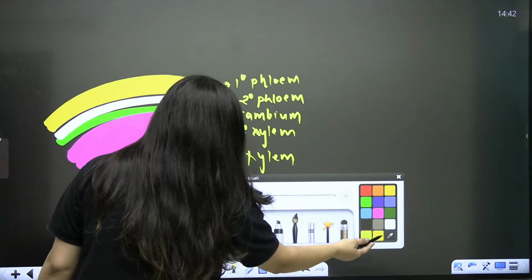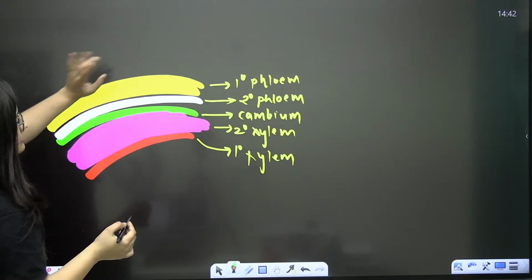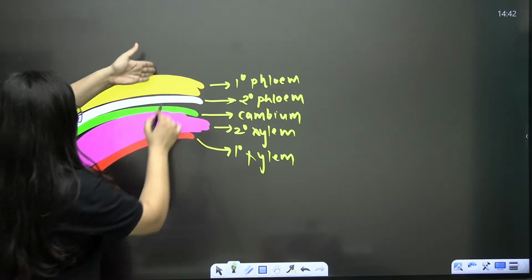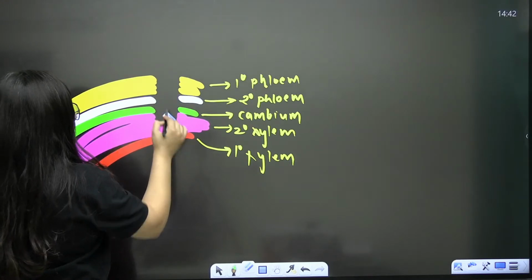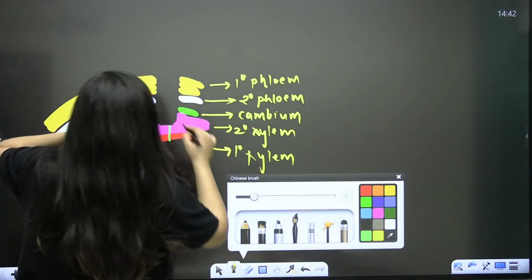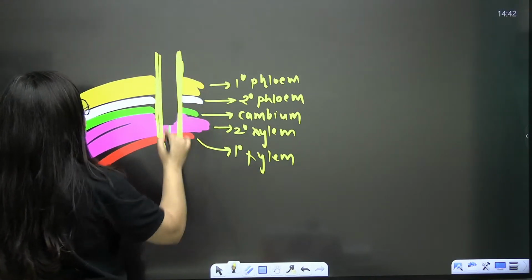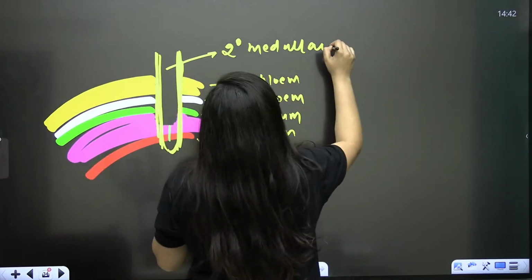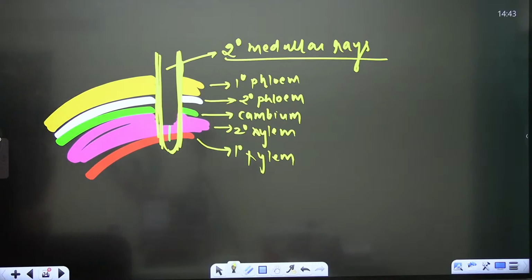Okay, now what is going to happen? Now the ray initials will also divide. You don't focus on ray initials or the fusiform initials. Simply keep it in your mind that from the secondary xylem and phloem there will be a division, and you will see some rays. So these are the secondary medullary rays. From the secondary xylem and phloem, secondary medullary rays or secondary vascular rays will form.